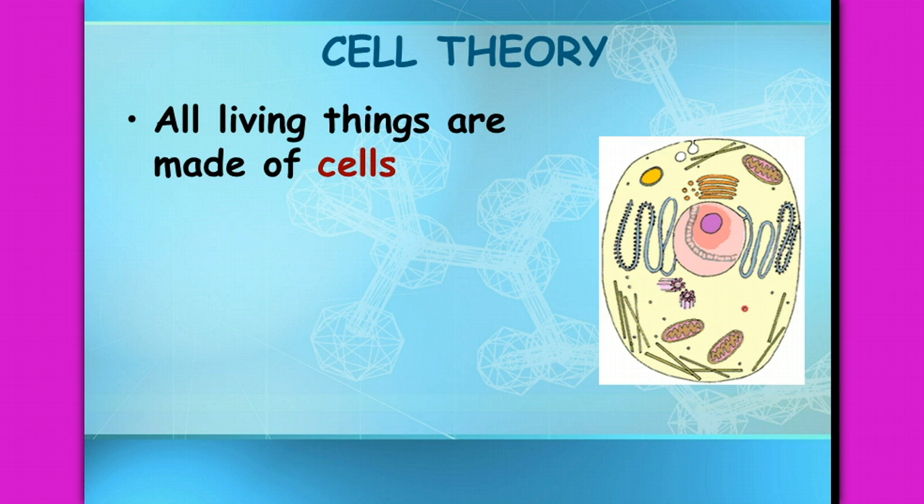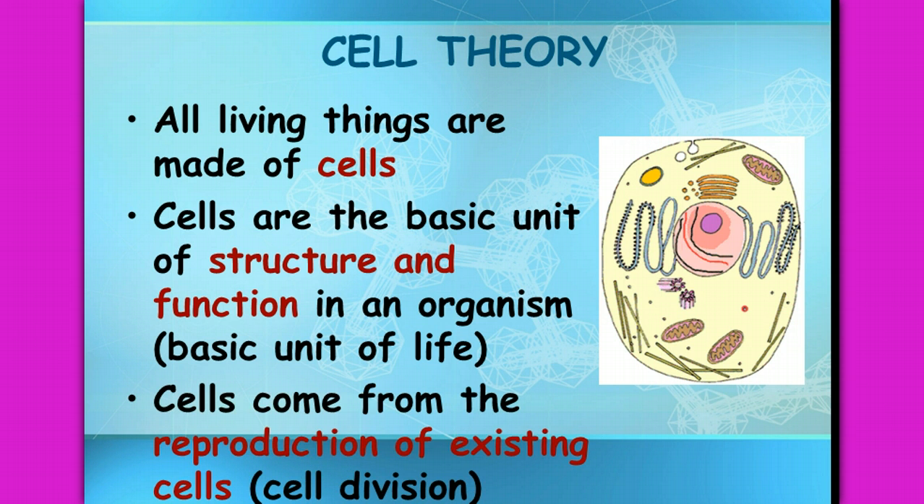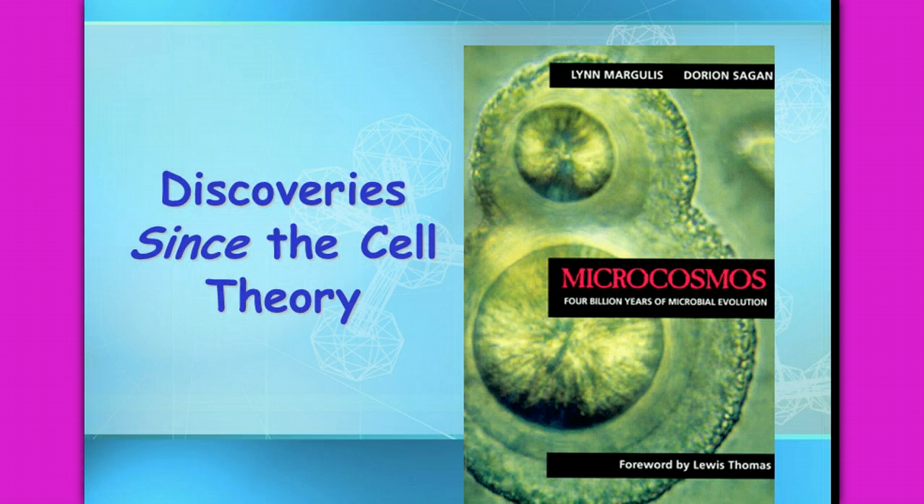First, we know that all living things are made of cells. That's the first postulate. We know that cells are the basic unit of structure and function in an organism. They are the basic unit of life. And that all cells come from the reproduction of existing cells through what we call cell division. So since that time, there have been some discoveries regarding the cell.